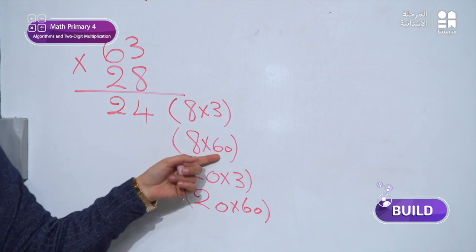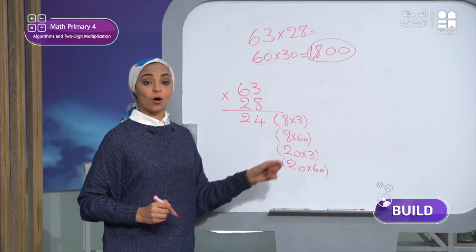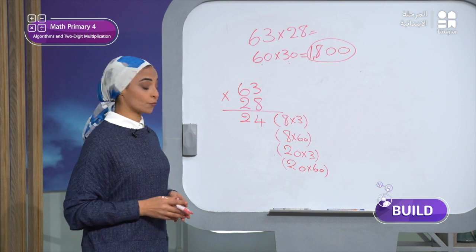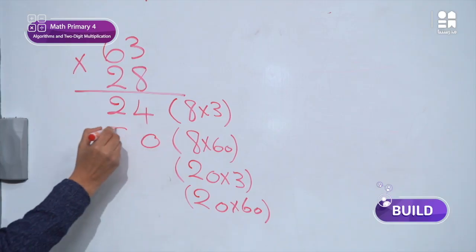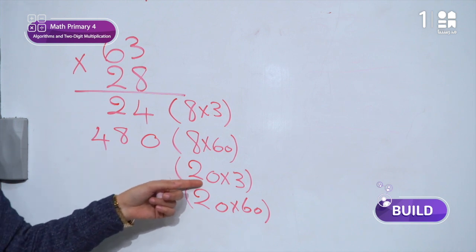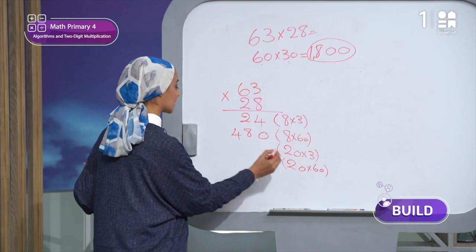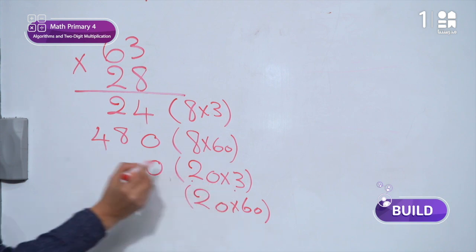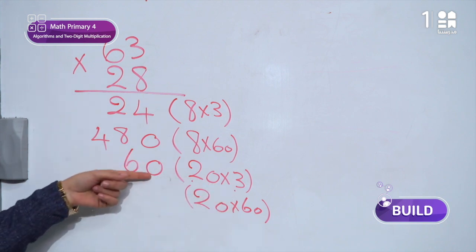8 times 60 equals what? Of course, 8 times 6 equals 48, and put the 0 to be 480. Next step, 20 times 3. Yes, I'll put the 0 as it is. 2 times 3, 6. It will be 60.